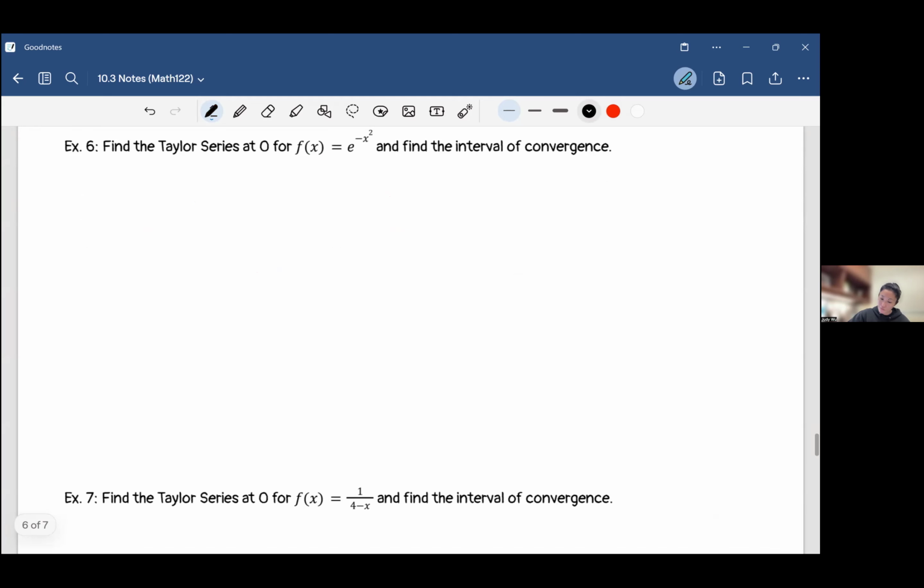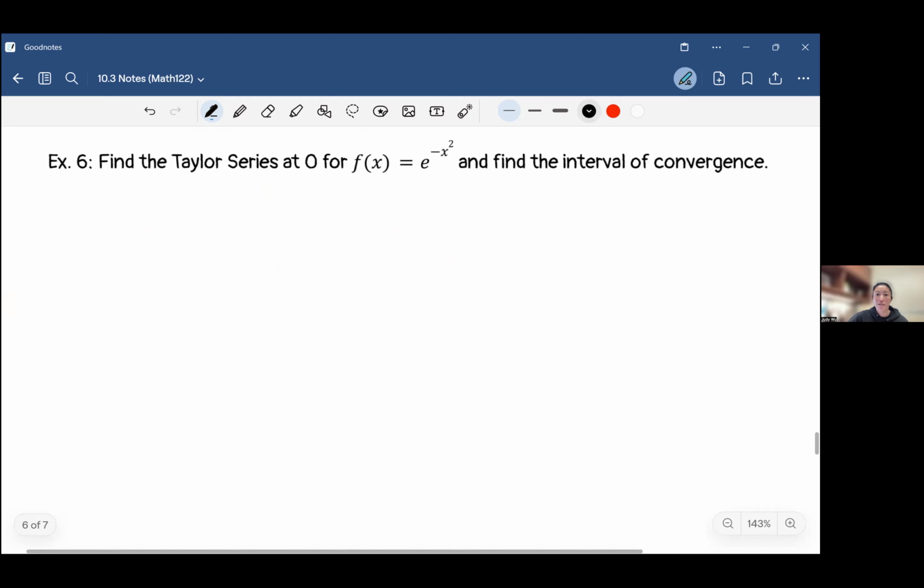Okay, so example number 6, find the Taylor series at 0 for f of x equals e to the negative x squared and find the interval of convergence. What does this look really close to on our table? To me, this one looks like e to the negative x. So if I kind of blur my eyes a little bit, it looks like e to the negative x, but instead of an x, someone has put an x squared in there.